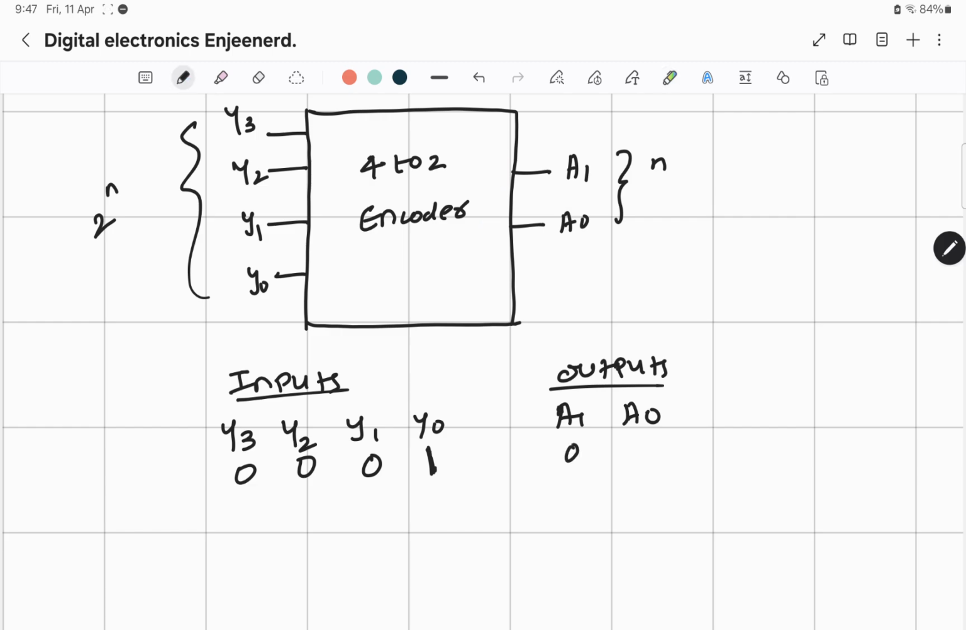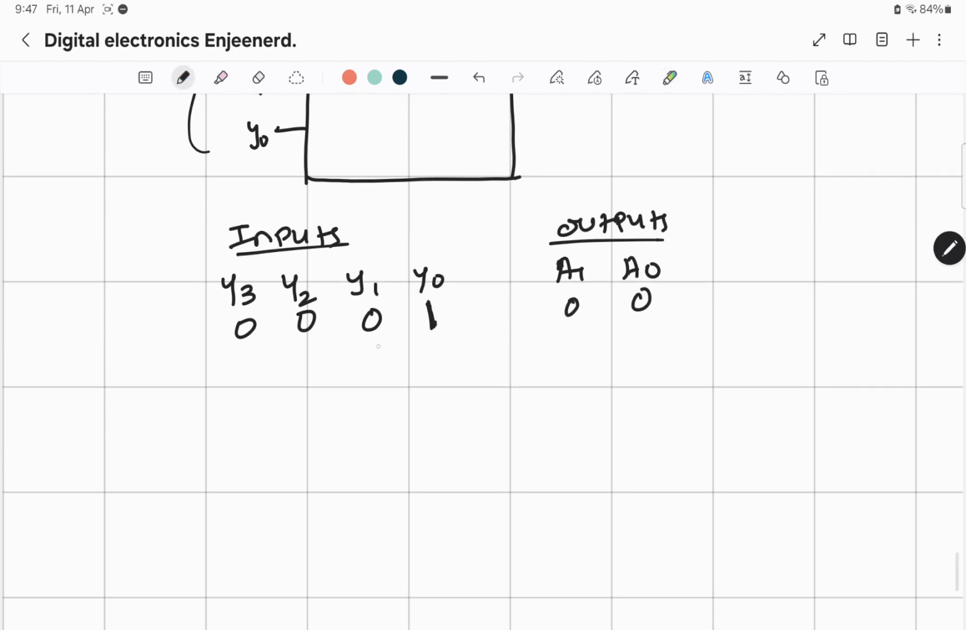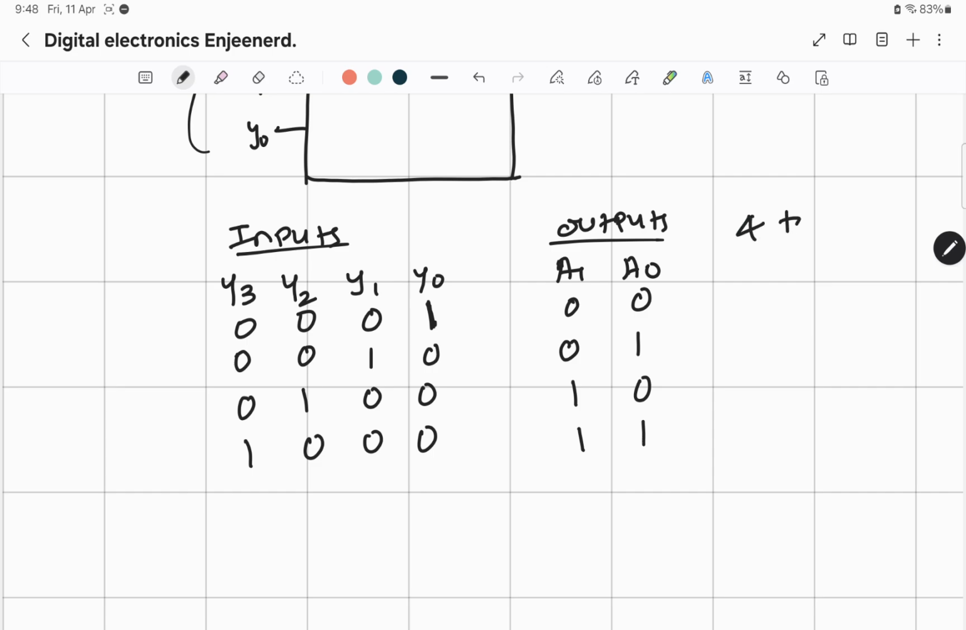So what will my truth table be? It will be 0 0. Say in the second condition y1 is high and all others are 0, then what is 1's binary? 0 1 will appear at the output. So it is encoding the decimal equivalents of 0, 1, 2 and 3 into their binary equivalents. Similarly, in the third case, say y2 is 1, so it is 1 0, and in the fourth case y3 is 1, which is 1 1. So this is the truth table of a 4 to 2 encoder.